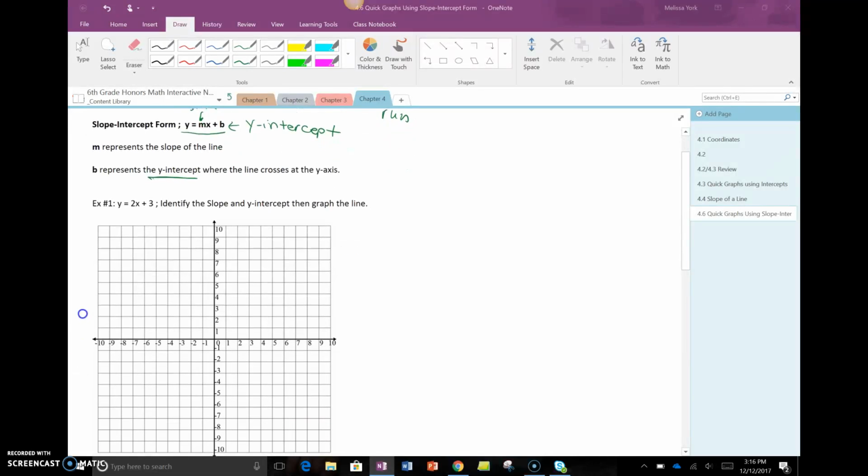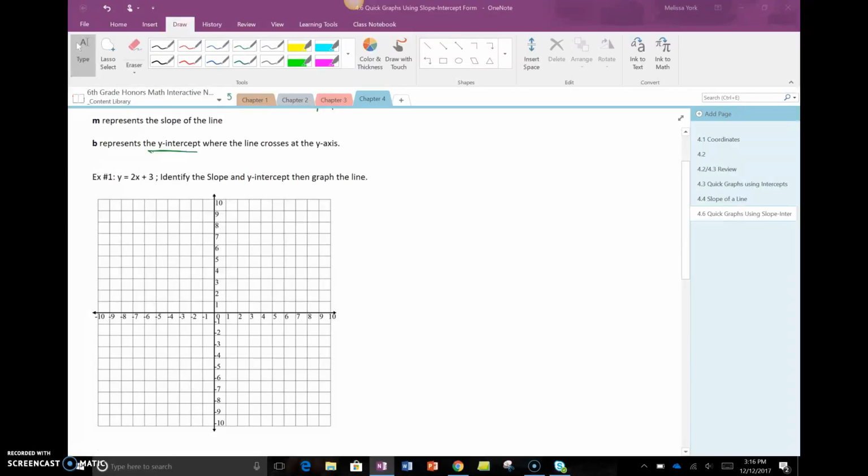So let's look at an example right here. First example, example number 1. It says y equals 2x plus 3. Identify the slope and identify the y-intercept, and then you're going to graph the line. So my slope is always connected with my x. That's representing your m. My value 2 here is representing my slope of the line. So that's 2. And then we have my b, my y-intercept, which is 3.